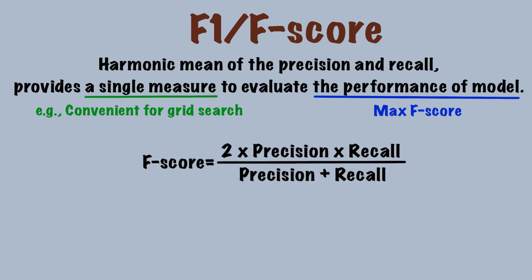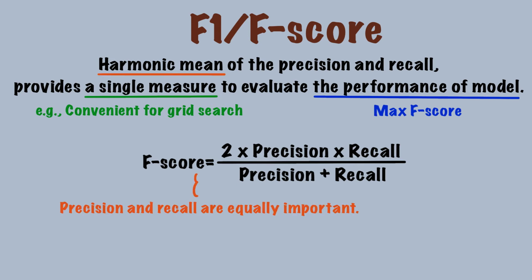To calculate the F1 score, the formula is 2 times precision times recall divided by precision plus recall. One thing to note is that F1 score is harmonic mean, so precision and recall are equally important in this measure. However, in some cases, we care about precision more or recall more, and we'll talk about this later.